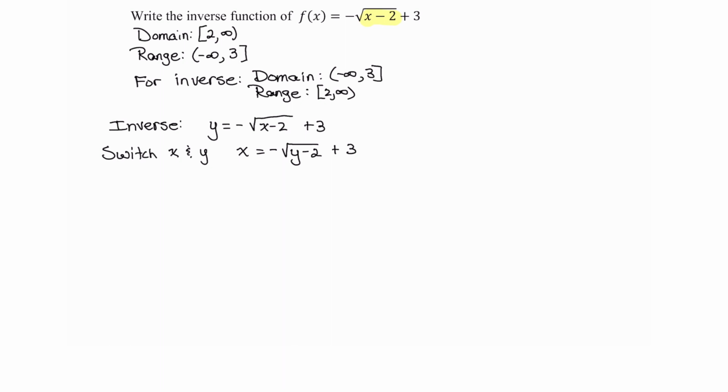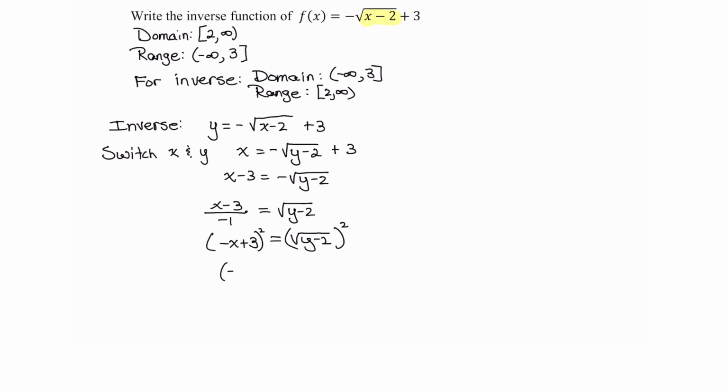So to solve for y, we want to make sure we get the radical on a side by itself. So we'll subtract 3 from both sides. Divide both sides by negative 1. And then since we're dividing by negative 1, let's go ahead and simplify that left-hand side. That is negative x plus 3 is equal to the square root of y minus 2. Now to remove the radical, we will square both sides.